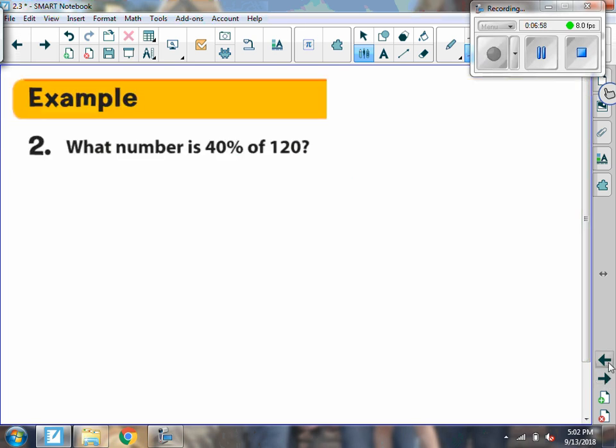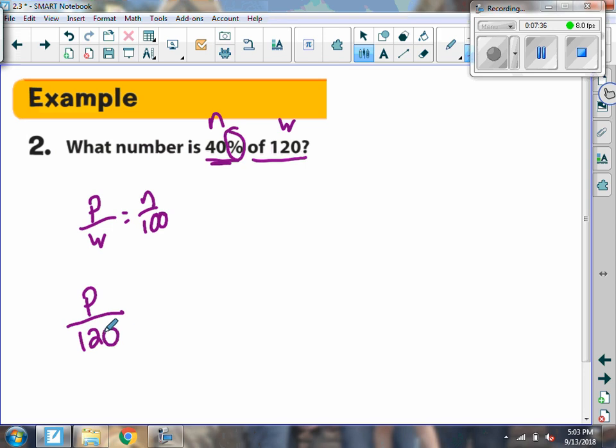Okay, copy this down. What number is 40% of 120? So let's look at my keywords. So I have "of" 120, so there's my whole. What is 40? You notice it has your percent sign, so it has to be your percent. If there's a percent sign with the number, it has to be your percent. So I'm trying to find my part this time. So we have part over whole is equal to percent over 100. So I'm going to fill in what I know. I don't know what my part is, but I know my whole is 120, and my percent is 40.